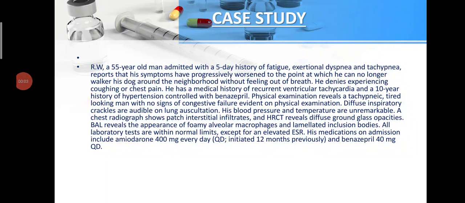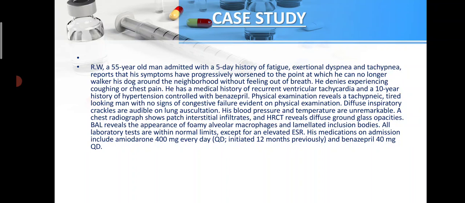RW, a 55-year-old man, admitted with a 5-day history of fatigue, exertional dyspnea and tachypnea, reports that his symptoms have progressively worsened to the point at which he can no longer walk with his dog around the neighborhood without feeling out of breath. He denies experiencing coughing or chest pain. He has a medical history of recurrent ventricular tachycardia and a 10-year history of hypertension, controlled with benazepril.